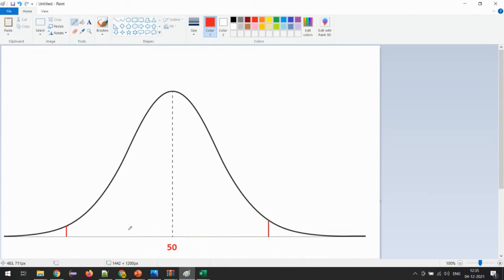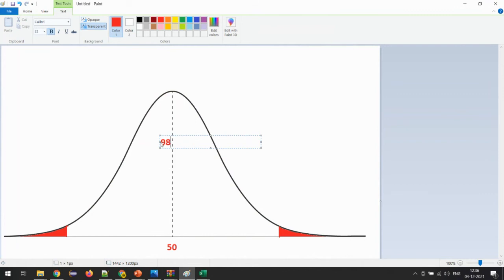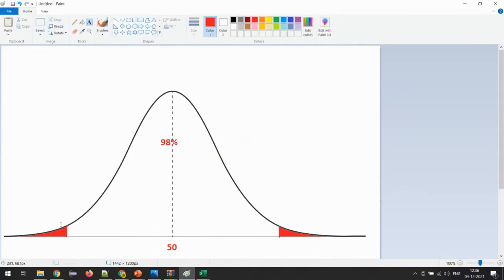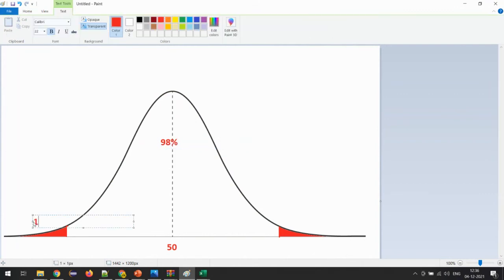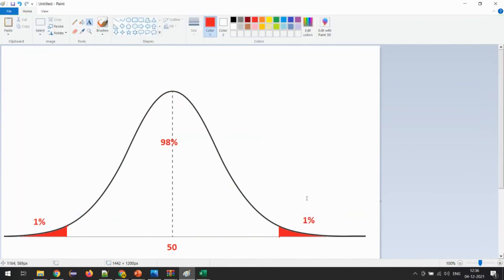It will be always symmetric. I'm not drawing correctly, I don't know why, but let me try. Okay, this will be always symmetric. So the area here and the area here together is 2%. So what I want to say here is that it is 98%. If it is 98%, it's going to be 1% and another 1%, right? So these are the tails I'm talking about.